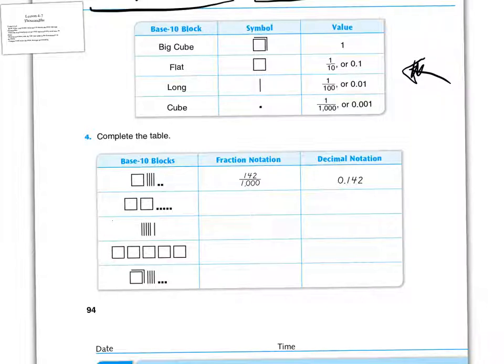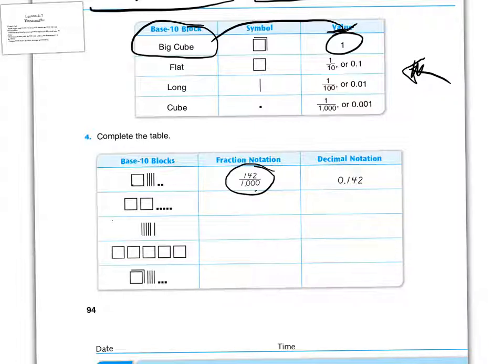do is look and see, okay, what is my whole? This is telling you that the big cube is equal to 1. Okay, that is your whole. So if we go through some of the fractions down here, if you look at number 4, you'll see it has 1 flat with 4 longs and 2 cubes to equal 142 out of the 1,000. Because remember, the 1,000 is our whole.